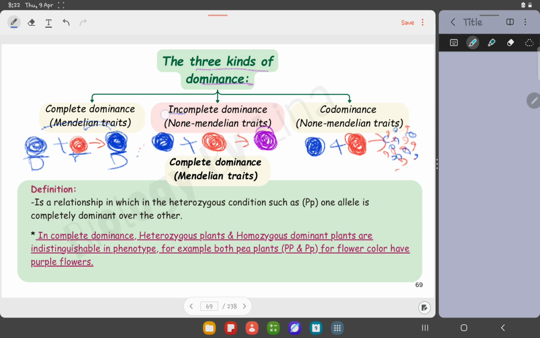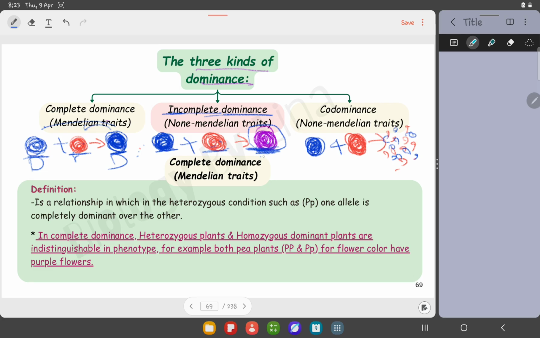In incomplete dominance, neither allele is completely dominant over the other. And here, the offspring will be intermediate or in between. So incomplete means intermediate or in between the two contrasting traits of the parents. As you can see here, another trait will be produced. This is the third trait, because here we have a color and this is the second color and this is the third.